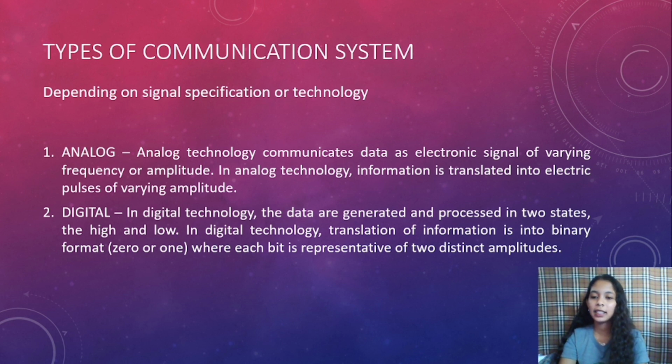Next is the digital technology. Here in the digital technology, the data are generated and processed in two states, the high and low. In digital technology, the translation of information is into binary format, the 0 or 1, which each bit is representative of two distinct amplitudes. A well-known example of this digital technology includes social media, online games, multimedia, and even mobile phones.